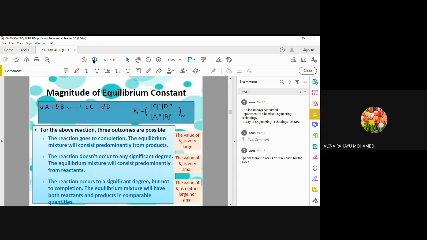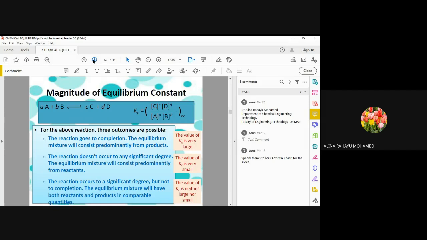Okay, the value for Keq or Kc, the magnitude of the equilibrium constant. If Kc or Keq is very large, the reaction goes to completion. The equilibrium mixture will consist predominantly of products. So if you have a really high Keq or Kc value, it means more products exist in the reaction vessel. The reaction could have gone to completion.